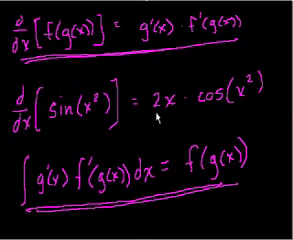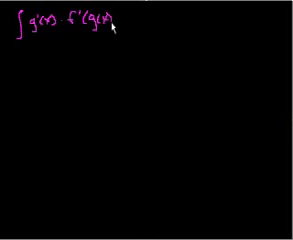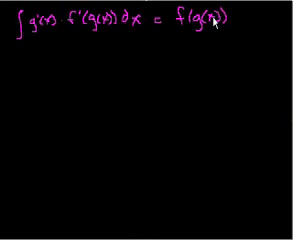I probably shouldn't have switched equal signs like that with you. But let's use this formula; all you have to know is this is the reverse of the chain rule to solve some problems. Let me rewrite that. The integral, if I have g prime of x times f prime of g of x dx, that is equal to f of g of x. This is just the chain rule in reverse.